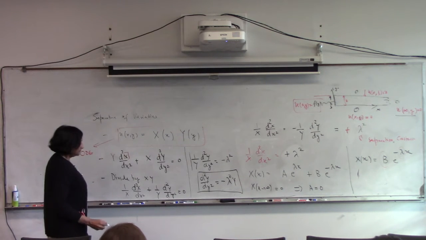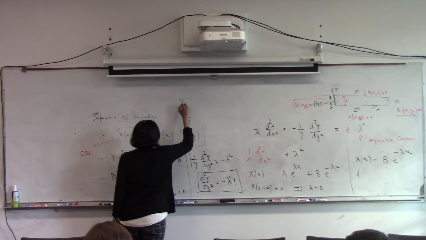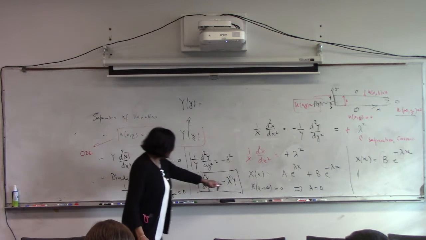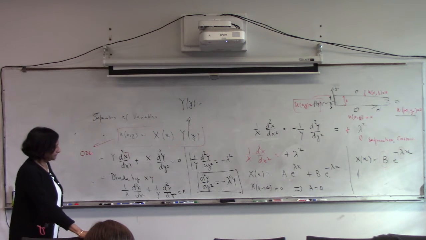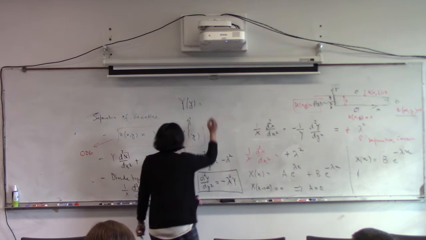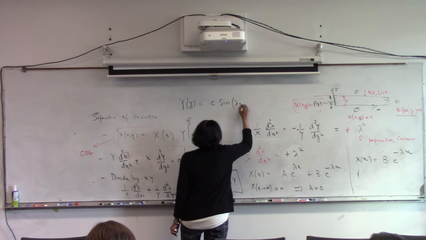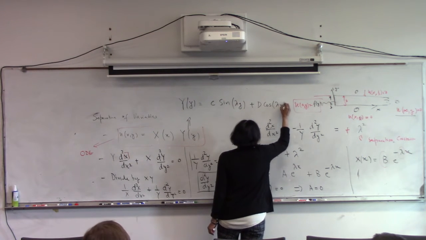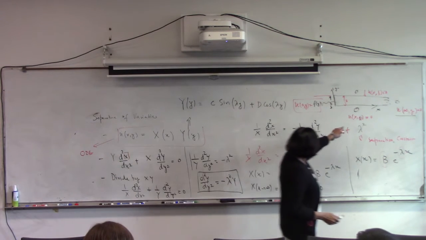Okay, so what do we have? The general form of Y as a function of y was the solution of this equation. It's oscillating, right? Yeah, that I can do. C sine lambda y plus D cosine lambda y. Now I can apply these boundary conditions.